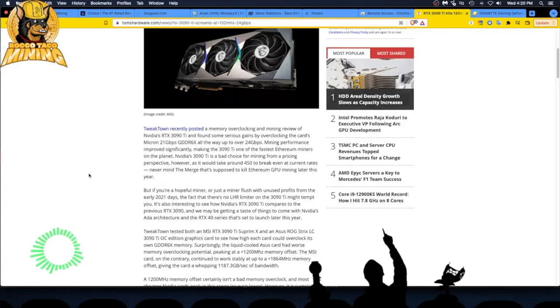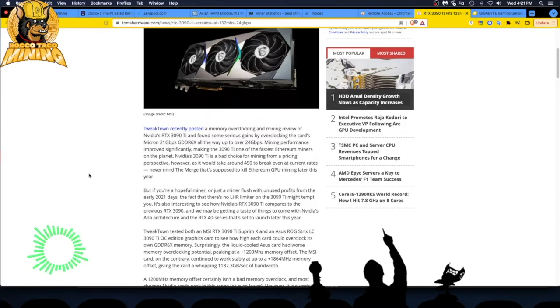So I like how they put those two sentences back to back. The 3090 Ti is one of the fastest Ethereum miners on the planet. However, it is a very, very bad choice for mining from a pricing perspective. If someone gives you one for free, win. You got a $2,000 asset and you can start mining Ethereum and making money off it. However, it's going to take about 450, they didn't say what unit, but I'm saying days. It'll probably take around 450 days to break even at the current rates.